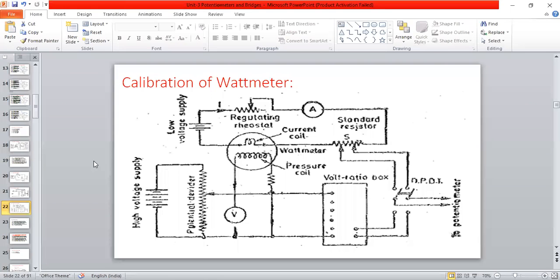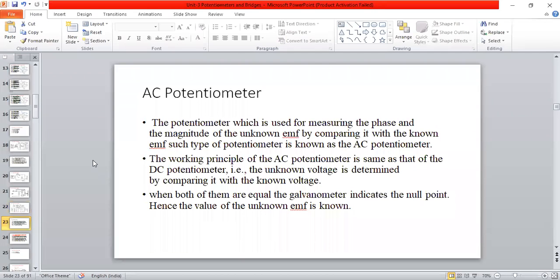So this is completely related to DC only, but AC is not that easy. Why not that easy? The operation is the same. The potentiometer operation for AC and DC is the same. But what is the comparison between AC and DC? In DC, is there any inductive load or capacitive load? No, only the resistive load we have added.